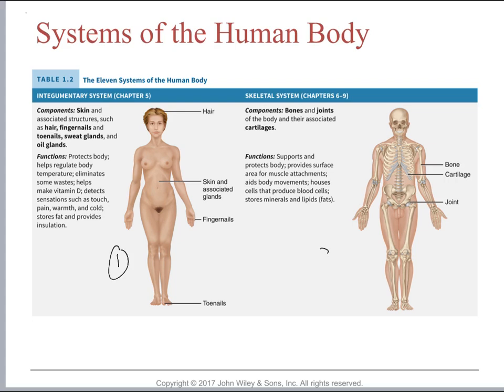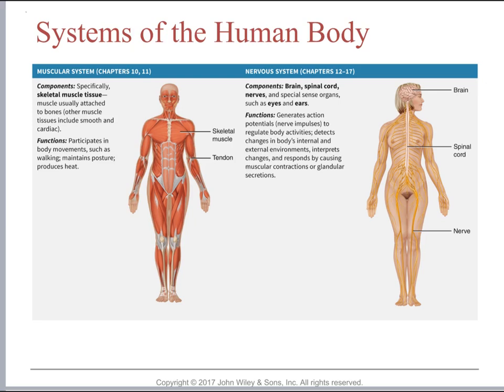That brings us to our second system, the skeletal system. Bones. This is the framework of our body. It provides support, it protects, it gives us movement, and it's going to make red blood cells, as well as store minerals and lipids or fats.